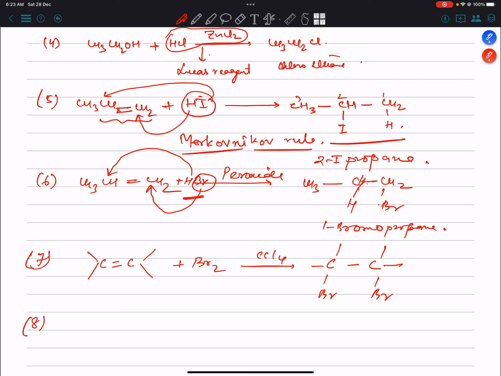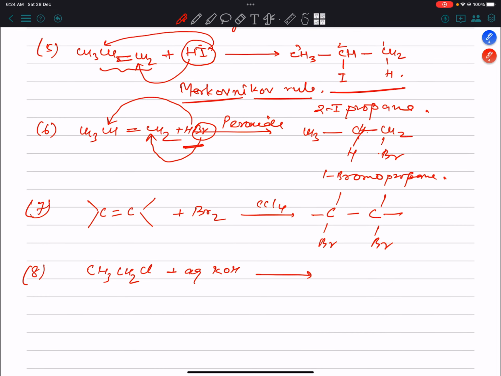Next reaction is when a haloalkane reacts with aqueous KOH, then substitution reaction of Cl with OH takes place and the product formed will be alcohol. Next reaction is if an alkyl halide reacts with alcoholic KOH, then the substitution reaction does not take place but the elimination reaction takes place and the product is alkene.